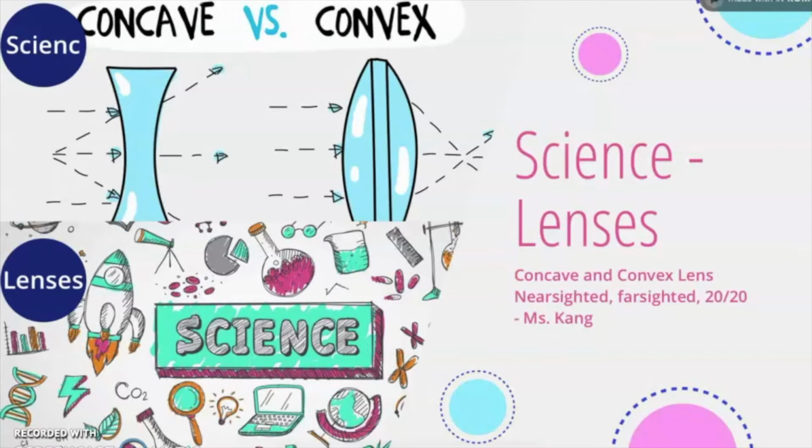Today's lesson is on science and the topic is lenses and vision. So last class we learned about reflection, diffraction, the difference between the two, and visual spectrum.